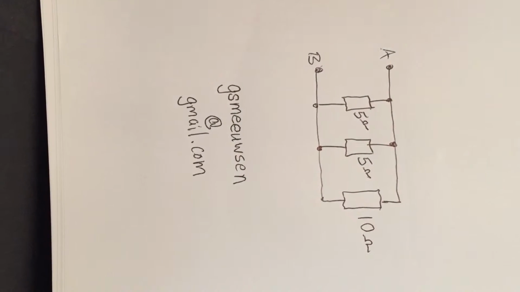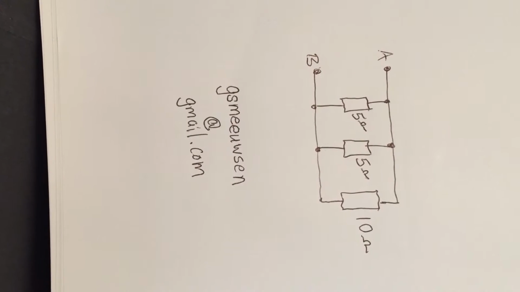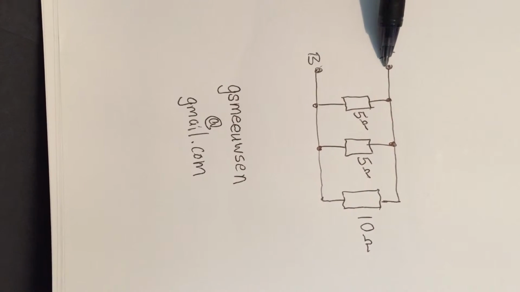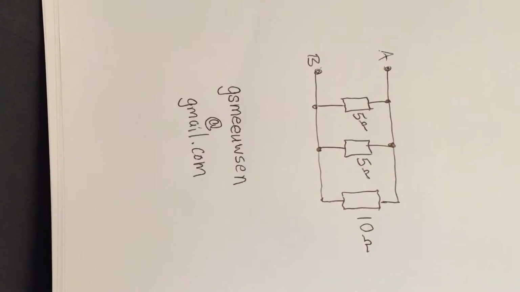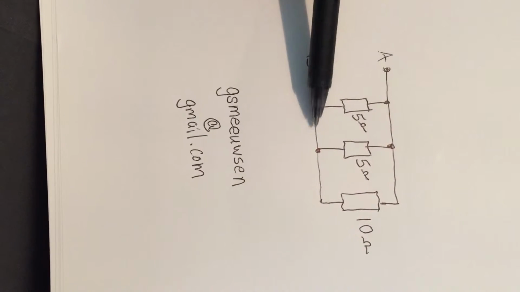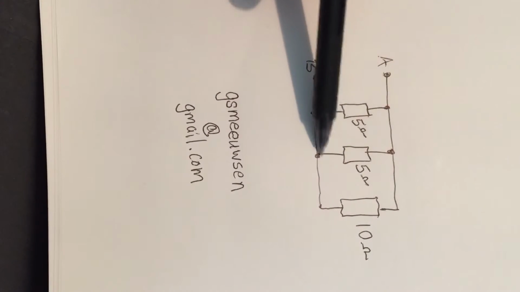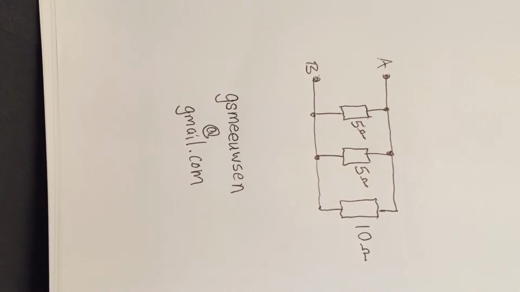Okay, the reason this is a parallel circuit between points A and B is because there is more than one path that I can choose to get from point A to point B. If I start at point A, I can go through this 5 ohm resistor and get to point B. I can also choose the next 5 ohm resistor and get to point B. Or I can go through this 10 ohm resistor to get to point B. That makes it a parallel loop.